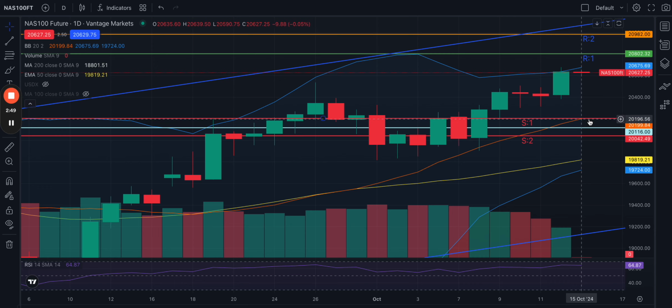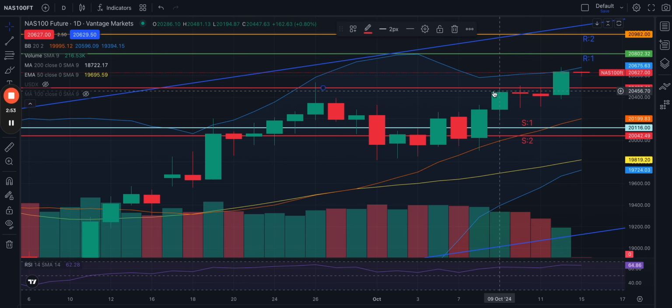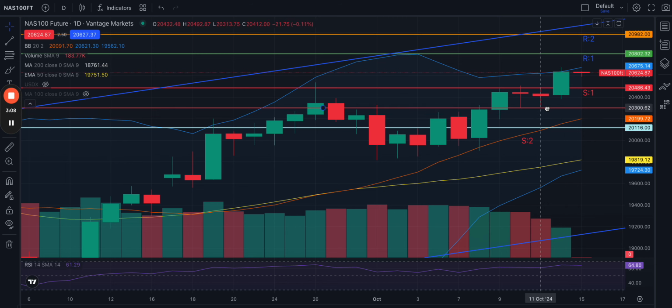Then support. The first level of support is going to be this basically triple top before that parabolic movement of yesterday. The triple top was created last week, so let's use that as our first level of support. And then let's use the same fluctuation of the market, which is almost a double bottom, 20,300 as our second level of support.